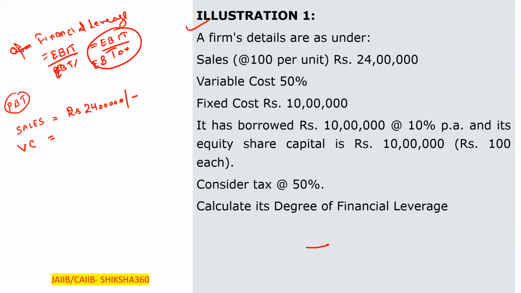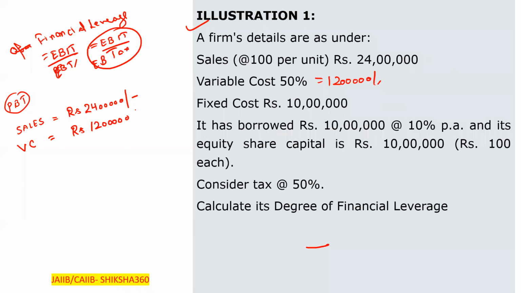If the sales are rupees 24 lakh and variable cost is 50%, so the variable amount is 12 lakh. So variable cost is rupees 12 lakh.